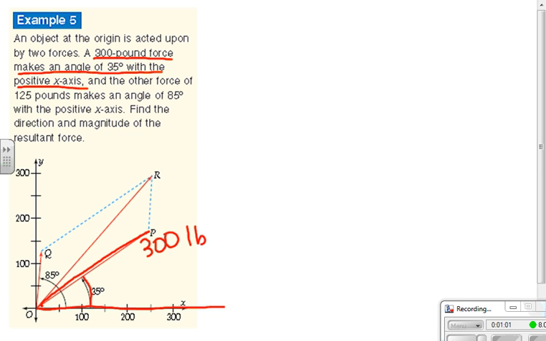There's my pretty picture. And then the other force that's acting upon it is 125 pounds that makes an angle of 85 with the positive x-axis. So here's my other one at 85 degrees, and that's going to be a 125-pound force. What I'm going to look for, though, is when those two forces act together, what's going to happen? What's going to be my result? My result is going to be this guy right here, that's OR, because I'm pushing from both sides, so I need to find where it's going to meet in the middle to find my resultant vector.